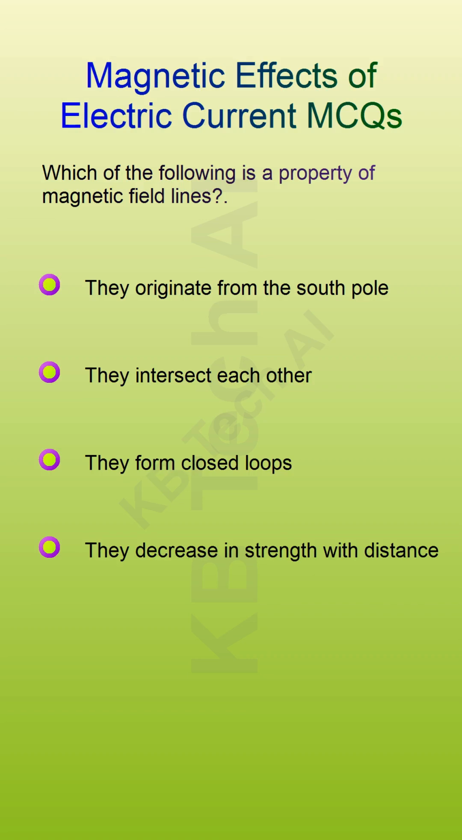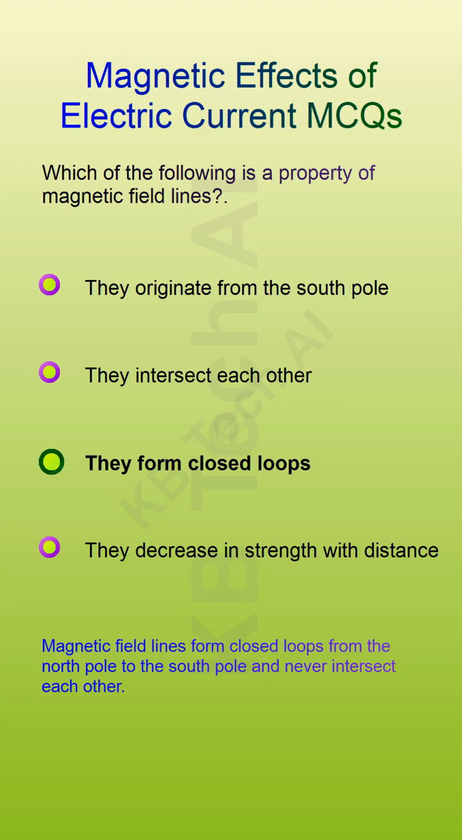Which of the following is a property of magnetic field lines? Option 1, they originate from the South Pole. Option 2, they intersect each other. Option 3, they form closed loops. Option 4, they decrease in strength with distance. The answer is, option 3, they form closed loops.